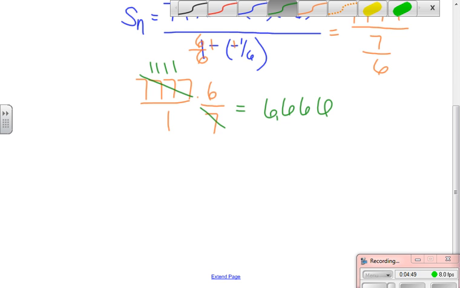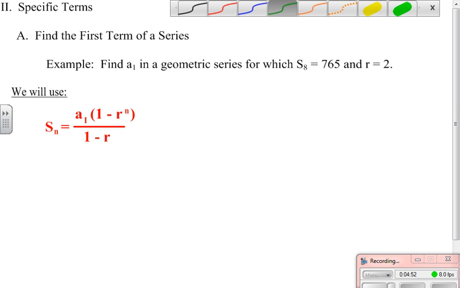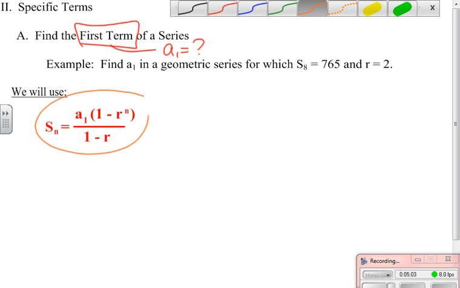Now our last example is finding the first term. So we're missing a1. This is just a matter of substitute and solve. This is our base formula that we are using right from the start, so we really only have two formulas in this section.